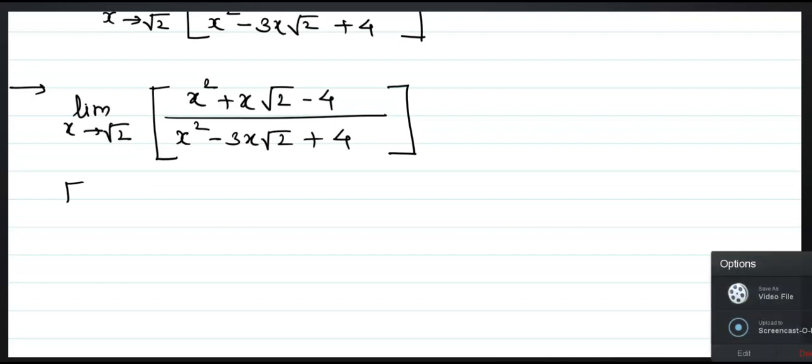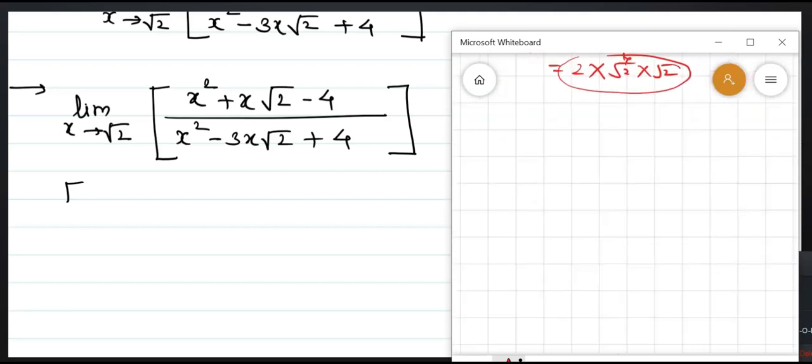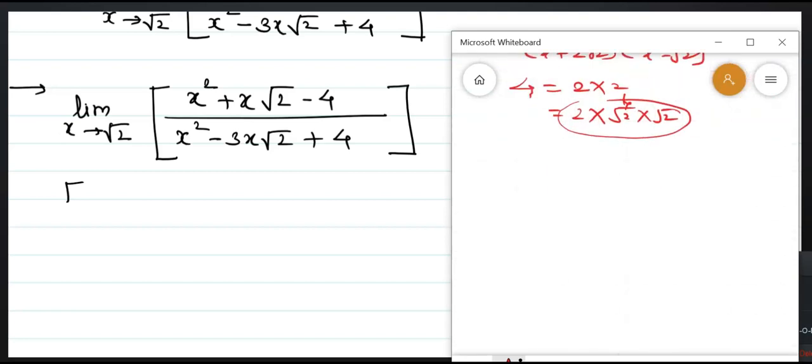Again the factors of x square minus 3x root 2 plus 4. We want to factorize this, and to factorize it you have to remember: the product of the x square coefficient, which is 1, and the 4, 1 into 4, will become 4. Now we require the factors.